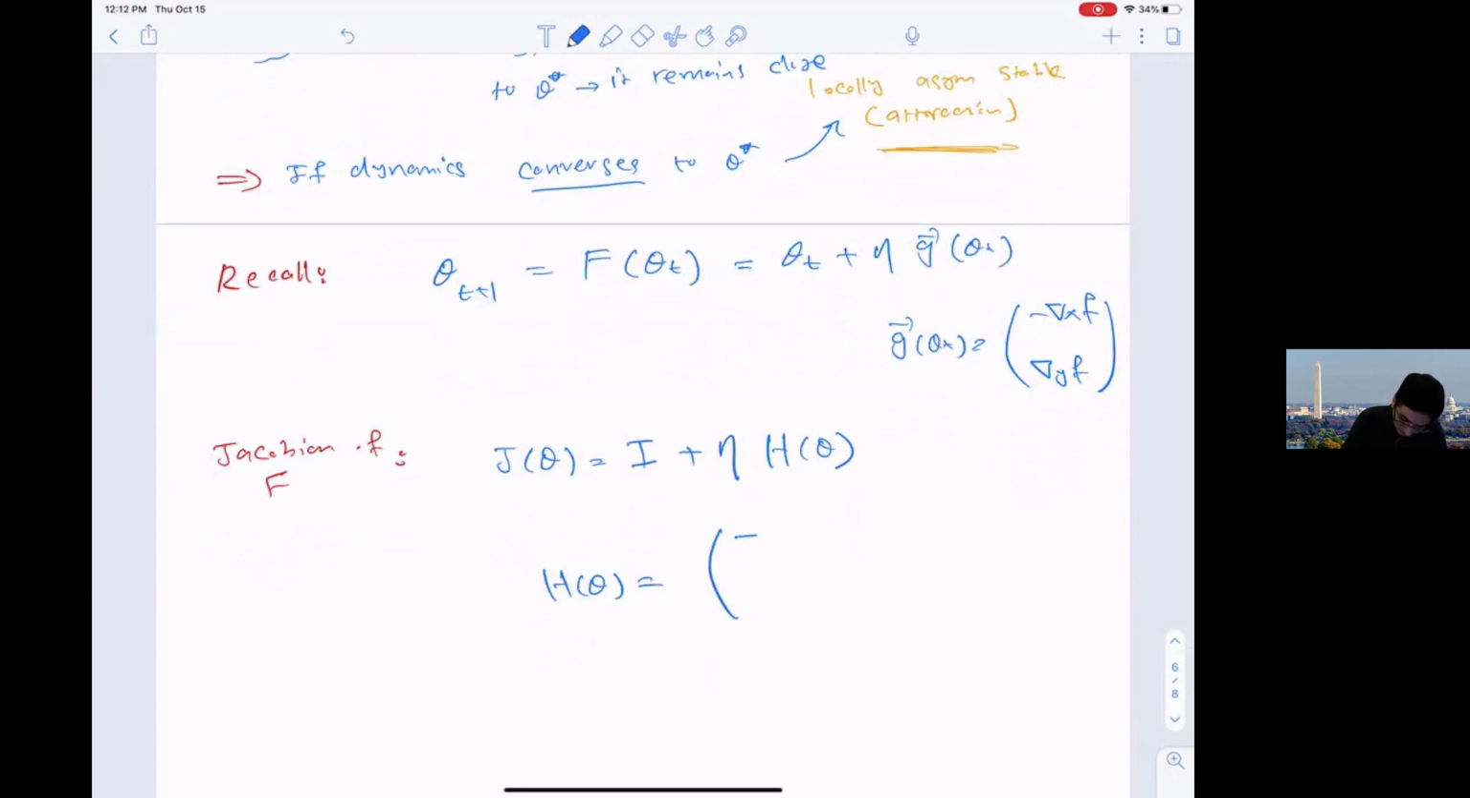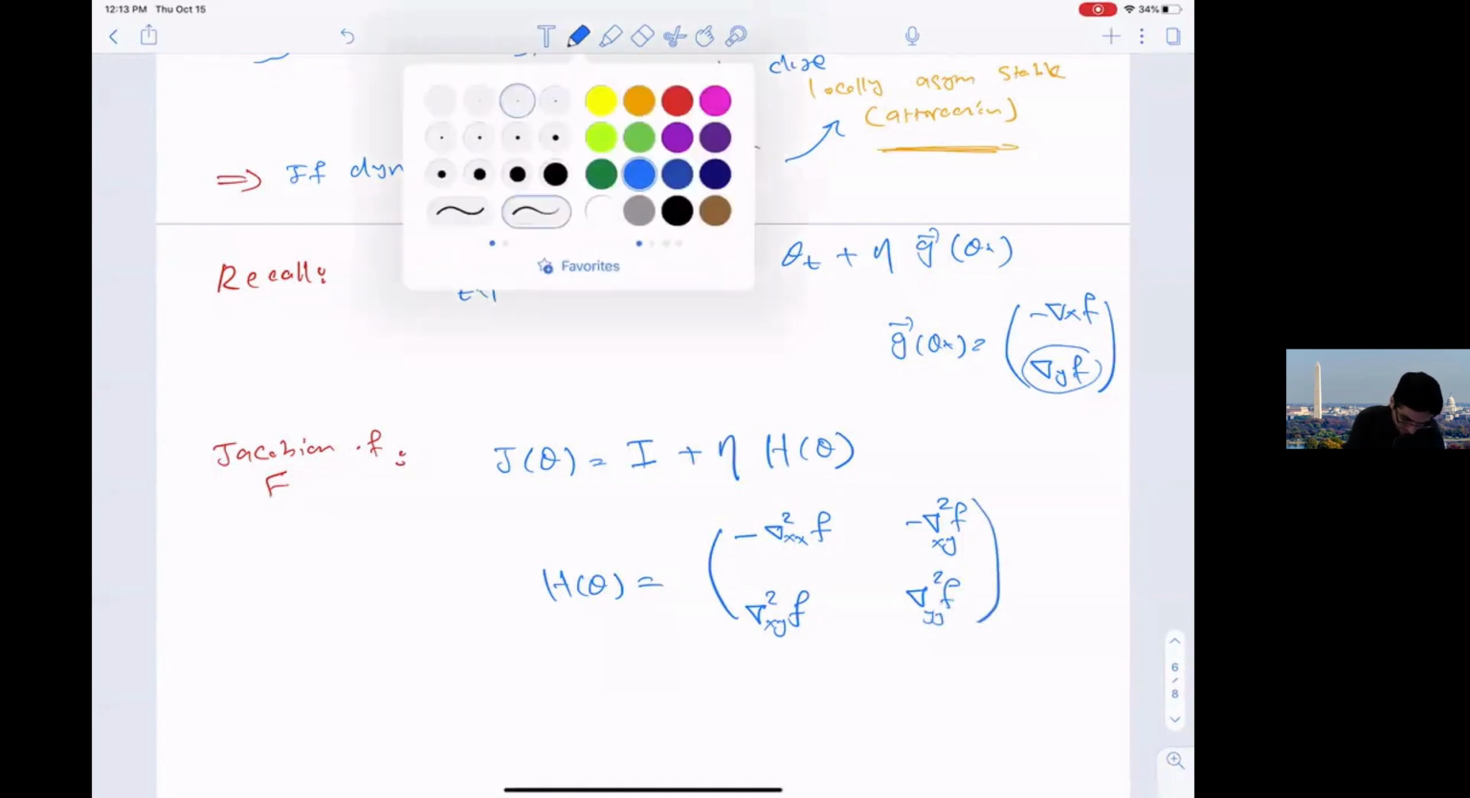Here, I basically look at the gradient of the gradient vector with respect to x and y. So I'll have the double gradient with respect to x here. Here, I have the gradient with respect to x and y. Here, I'll have the positive gradient with respect to x and y. And here, the gradient of this term with respect to y would be the double gradient with respect to y. Okay, so this is the Hessian matrix that I have here.